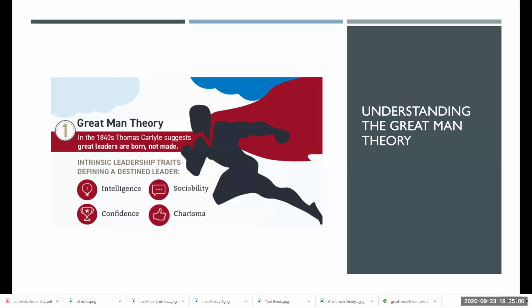To this extent, some of the physiological attributes that Thomas Carlyle argued great men had were things where they were tall, they were handsome, they were intelligent, they had larger than normal sized heads.